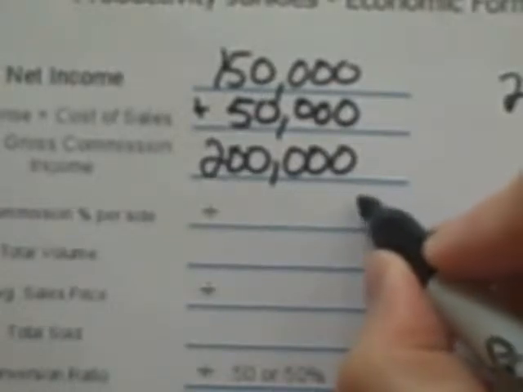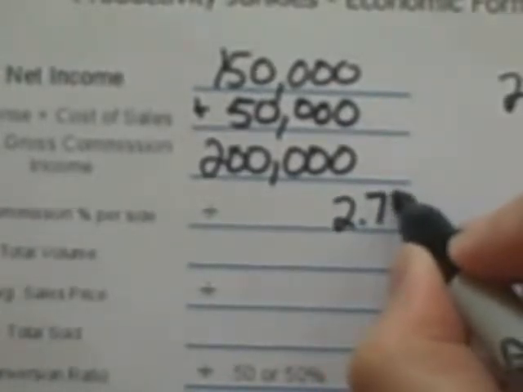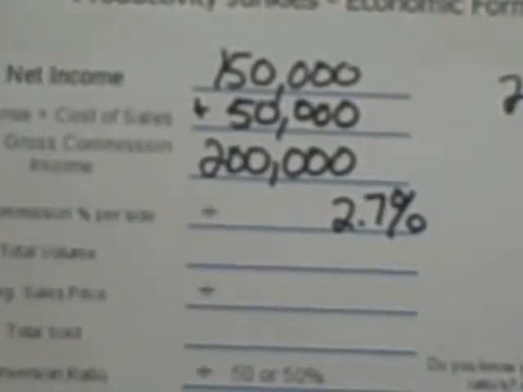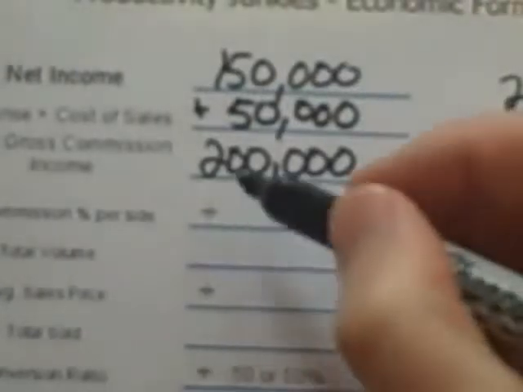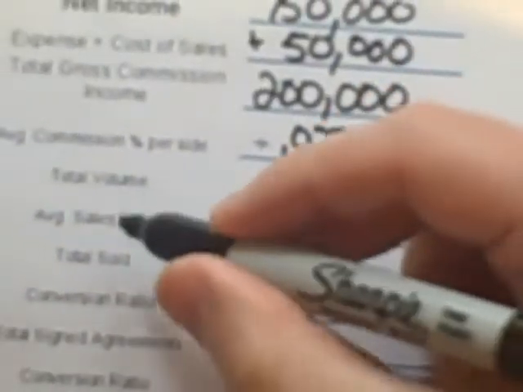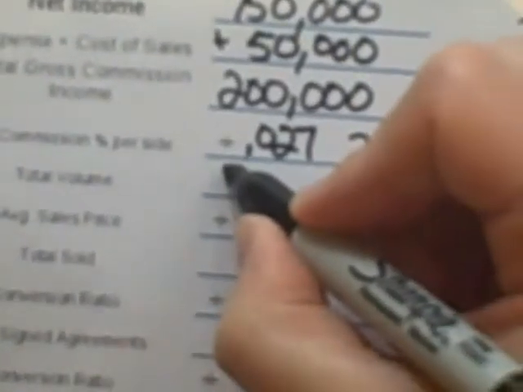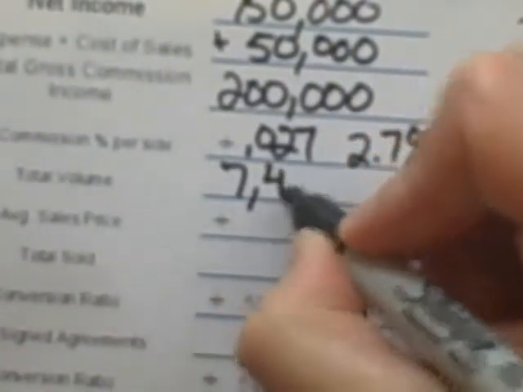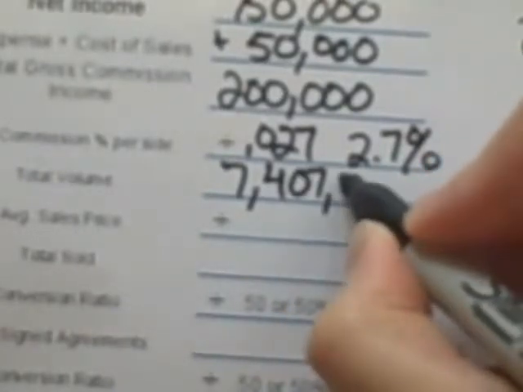Then what you need to do is take a look at your average commission per side. This will be different, so you'll need to add your own in here, but for this scenario, we're going to do 2.7% because maybe you're doing some short sales, some REOs, whatever it is, and that commission gets pushed to that 2.7 number. So from there, you're going to divide 200,000 by 0.027, and that will give us the total volume. So how much property do we need to sell, dollars worth? And this would be 7,407,407. All right, so almost $7.5 million in volume.